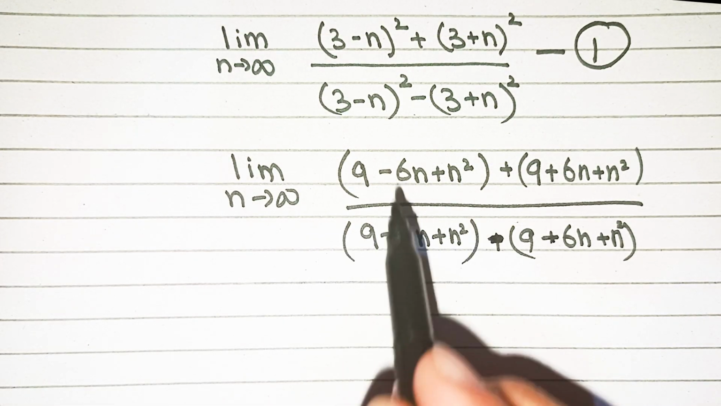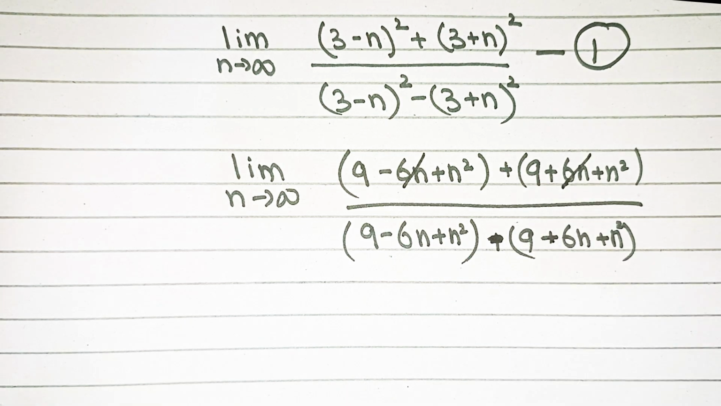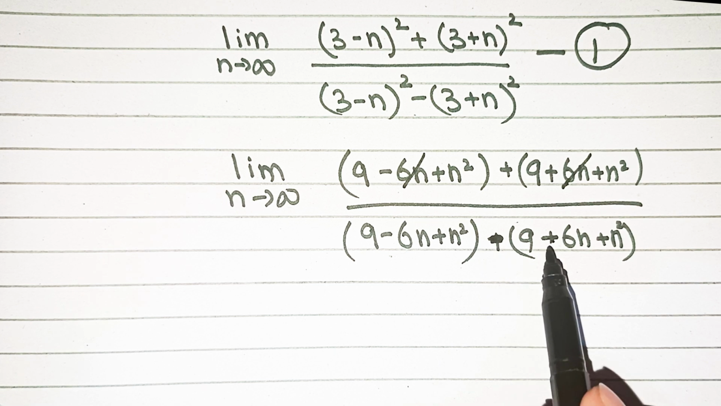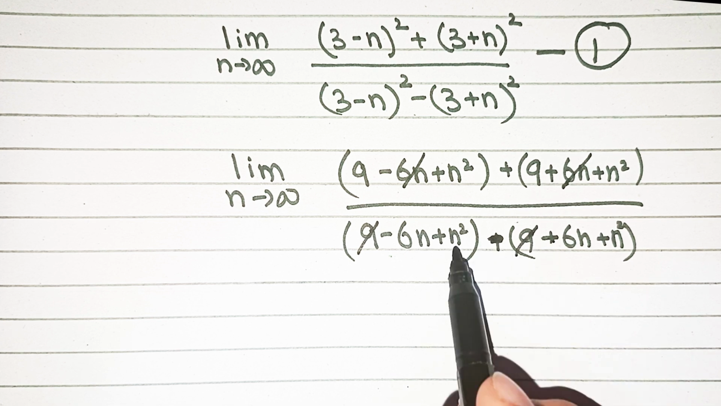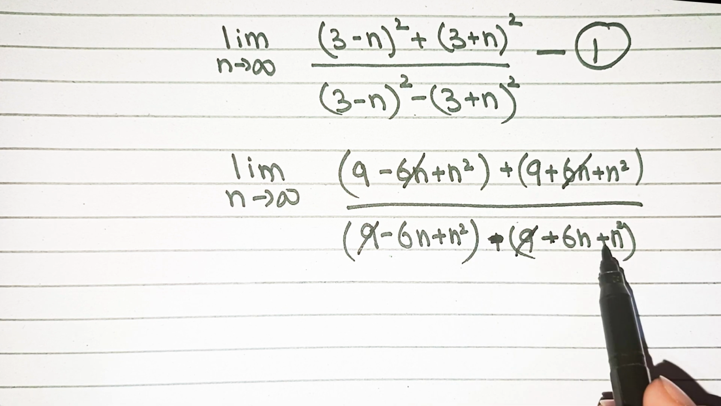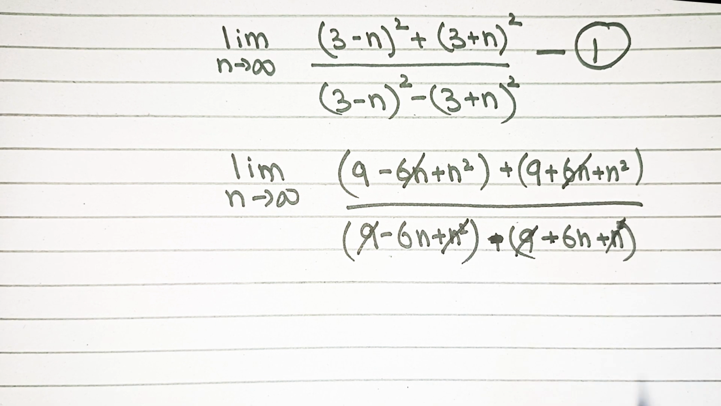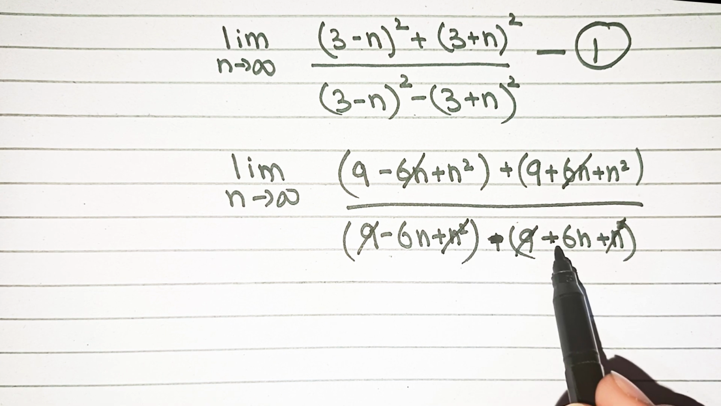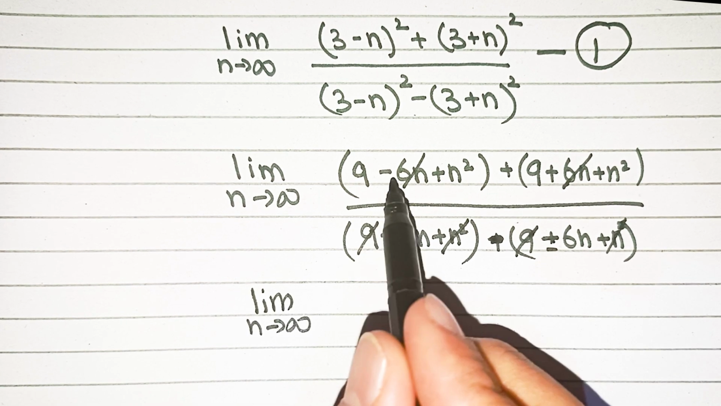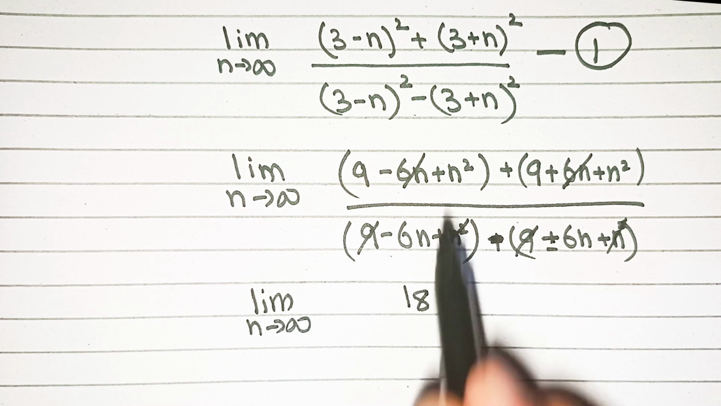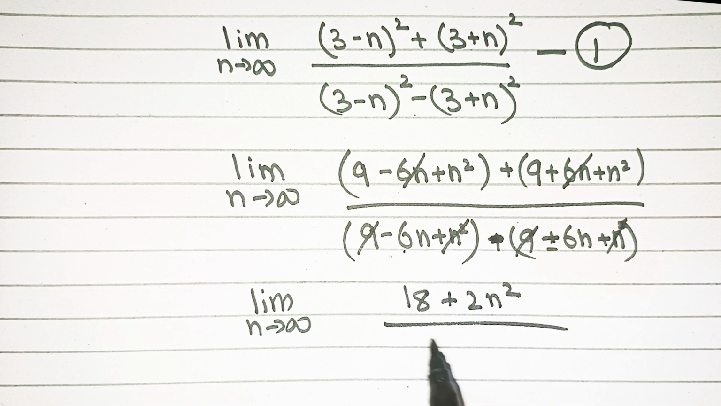Cancel the like terms, which 6n will be cancelled, minus and plus 6n, and if we multiply minus to this equation, what will we get? Minus 9 is cancelled with plus 9, and n square multiplied by minus gives minus n square, so n square will be cancelled with minus n square. So what we get? Limit n tends to infinity, 18 plus n square divided by minus 12n.